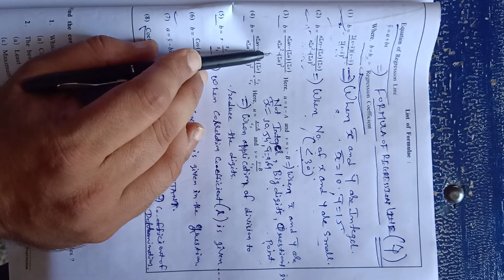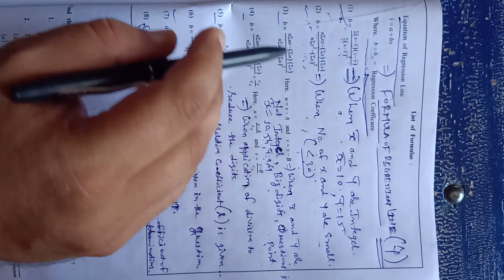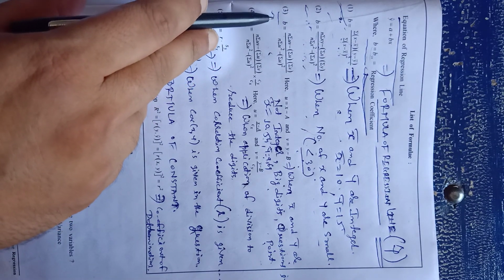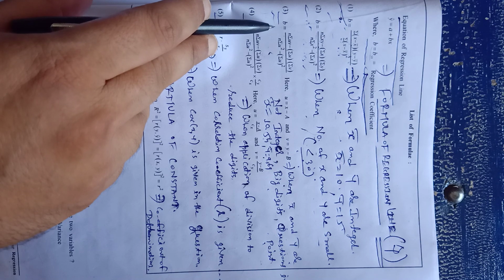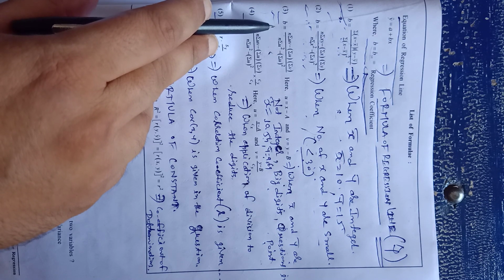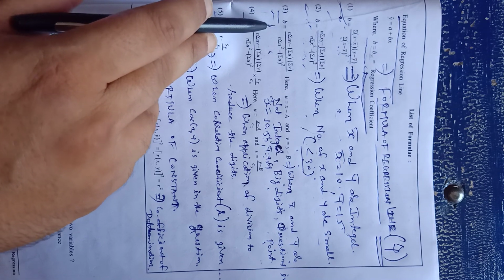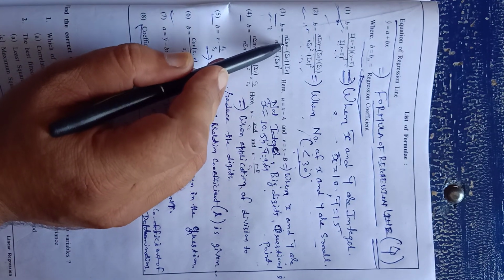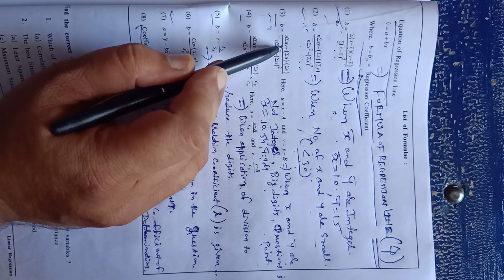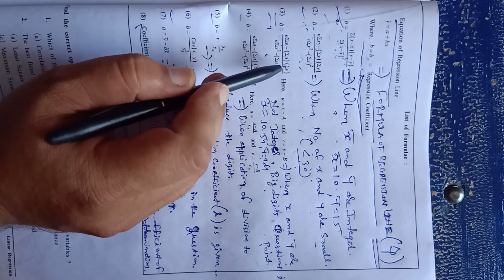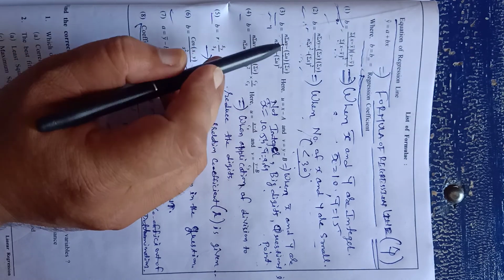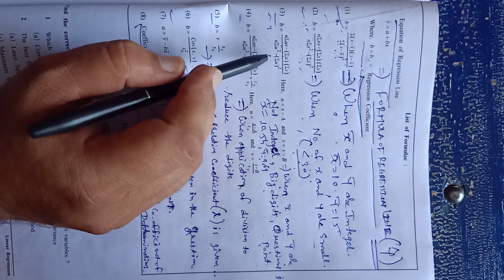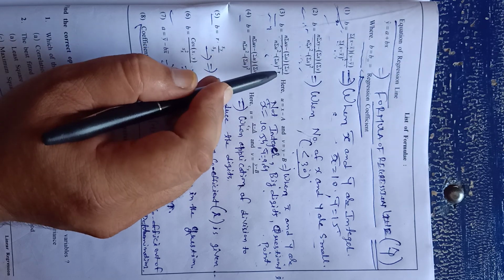The UV method is also known as the shortcut method. The formula of regression coefficient, that is B, in the UV method is B is equal to n sigma UV minus sigma U into sigma V upon n sigma U square minus (sigma U) the whole square.